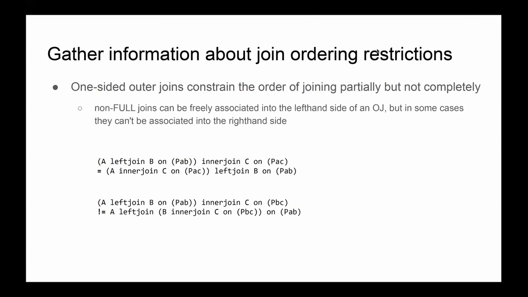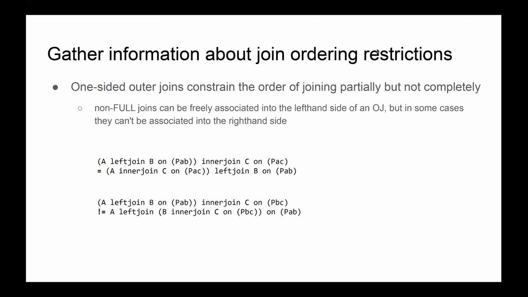Okay, now let's talk about join order restrictions. So if we have outer joins, actually we cannot perform the join in any order. Outer joins induce join order restrictions. And one-sided outer joins, like left join or right join, constrain the order of joining partially, but not completely. And in general, non-full joins can be freely associated into the left-hand side of an outer join. But in some cases, it cannot be associated into the right-hand side.